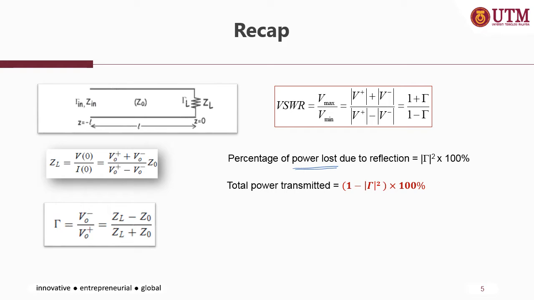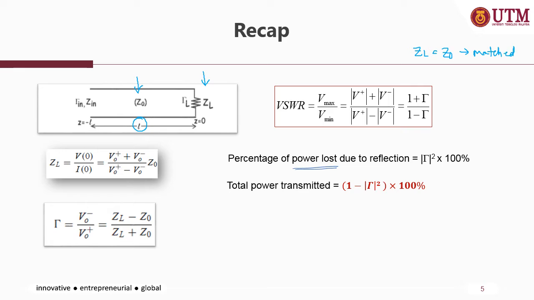Okay, before we continue, let's recap on what we have discussed earlier. So we have seen a transmission line with characteristic impedance Z0 and a load of ZL, and the line's length equal to L. So when the Z0 equal to ZL, we know that the line is completely matched. Okay, we can assume that there's no reflection.